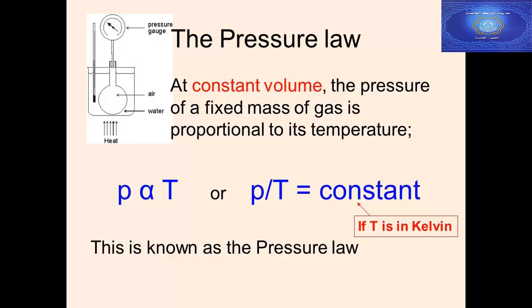So, by increasing temperature, the number of collisions between particles and the container wall will increase, so pressure will increase at constant volume. So, the pressure law or third law of gas states that at constant volume, the pressure of a mass of gas is proportional to its temperature. Also, temperature in this formula is in Kelvin. This is known as the pressure law.